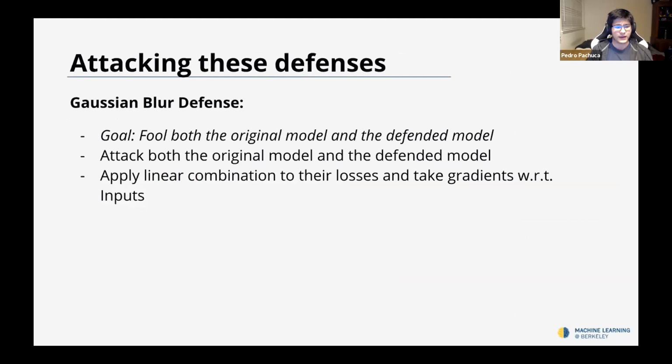And the idea here is just we have to fool both the original model and the defended model. If we try and fool any of them individually, let's say we have the defended model, which has that Gaussian blur preprocess step. If we defend that, we might produce adversarial examples that the original model cannot produce good outputs for. And so we want to attack both the original model and the defended model, and we can chop this together just using a linear combination on the losses and take the gradients with respect to their inputs, and then produce adversarial examples that work for both the original and the defended model.